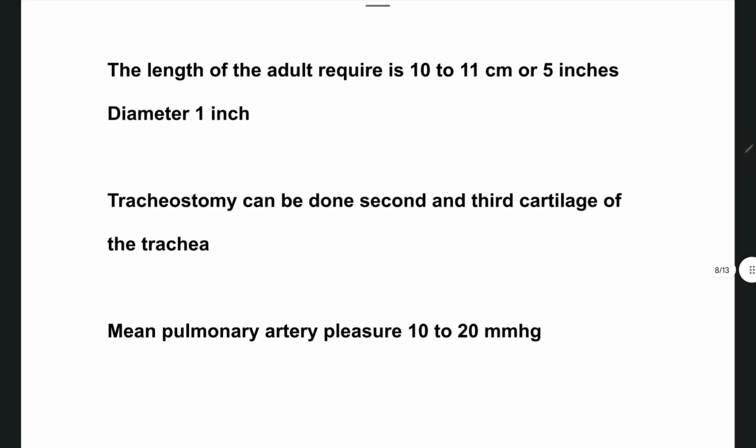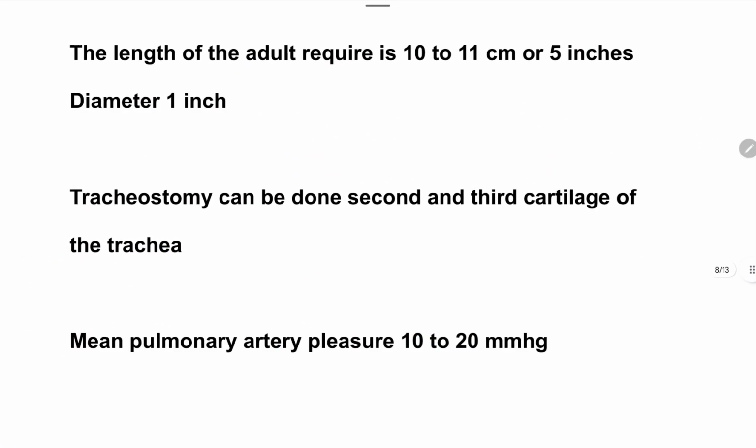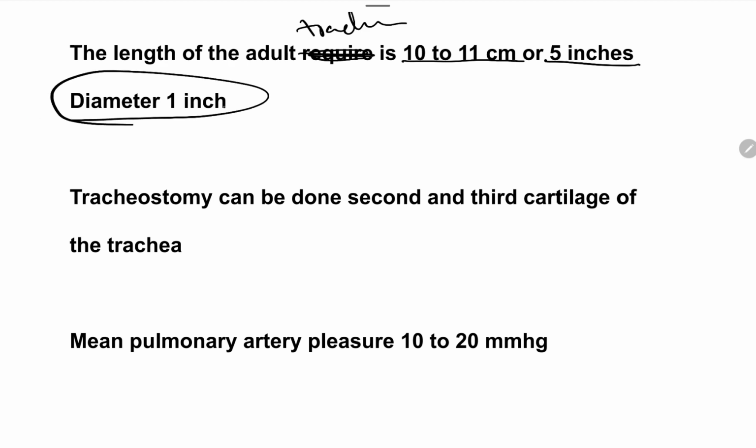The next one is the length of the adult trachea, about 10 to 11 centimeters or 5 inches, and the diameter of the trachea is about 1 inch. And the tracheostomy can be done at the second and third cartilage of the trachea.